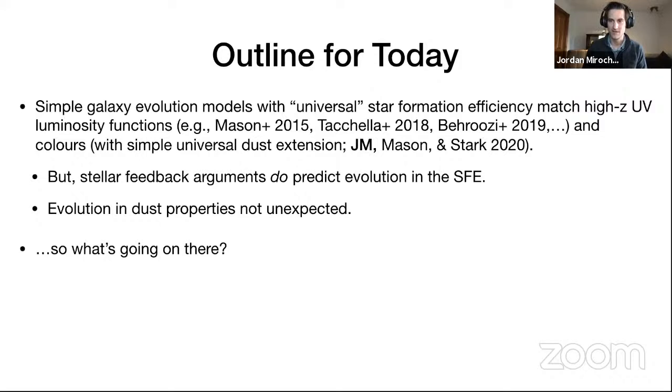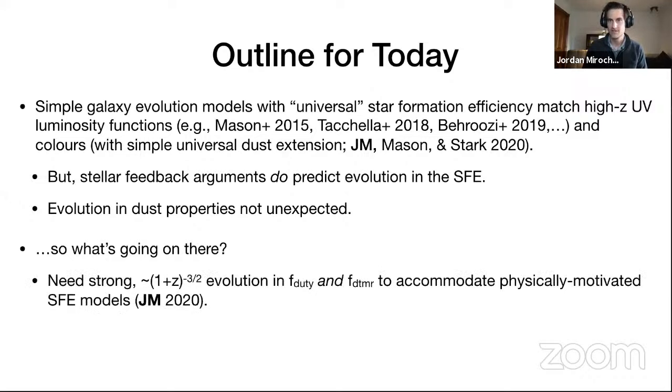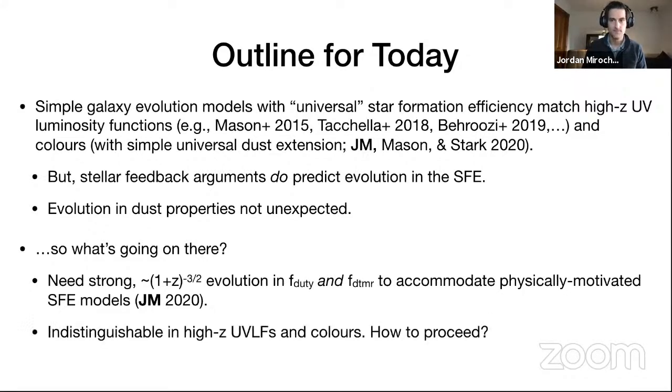All of these models can't be right. So do we have the tools to distinguish them? I'll try to convince you that to reconcile these more physically motivated models for the star formation efficiency, you require pretty rapid evolution, both in the duty cycle and the dust production efficiency. This is a semi-empirical approach, and so toward the end, I'll try to speculate a little bit about whether or not this inferred evolution lines up with any physical arguments.